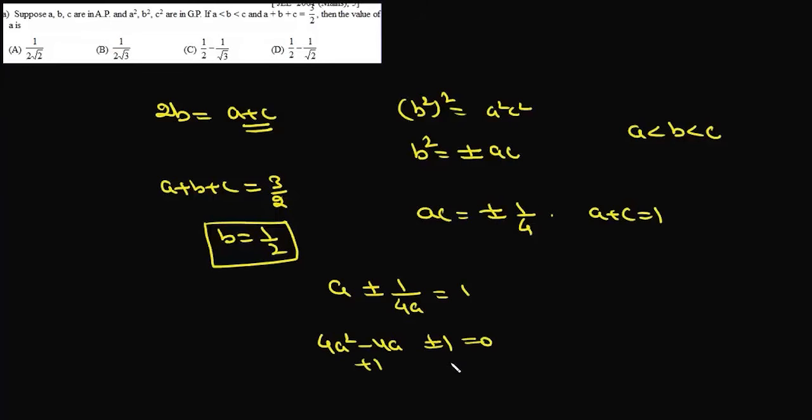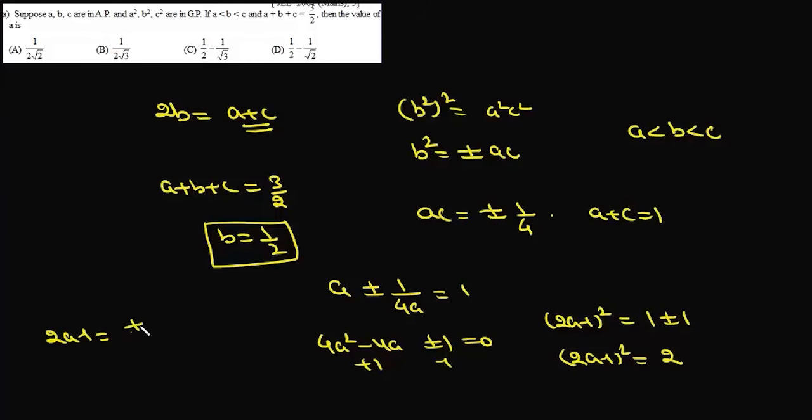And if we add 1 and subtract 1, we can write (2a minus 1) whole square equals 1 plus or minus 1. Now if we take this minus sign, we'll get a as 1 by 2, which is same as b, which is not possible. So we'll need to take this plus sign, and if we take this plus sign, we get (2a minus 1) whole square is equal to 2.